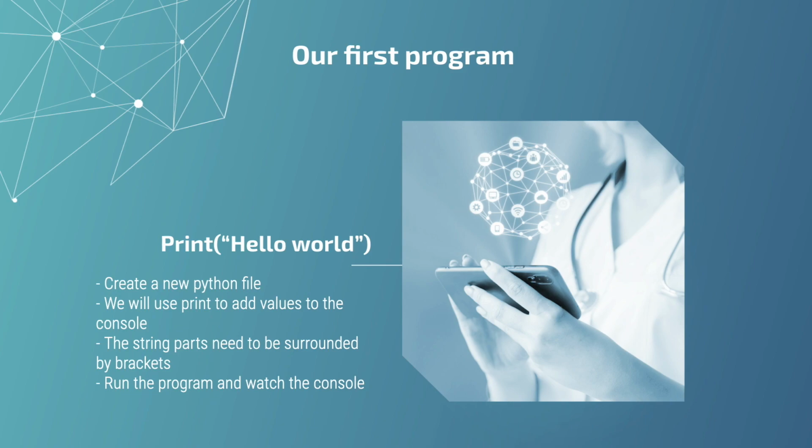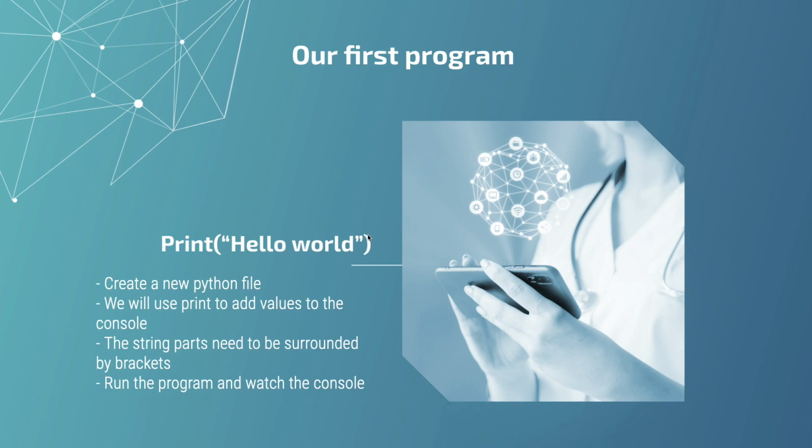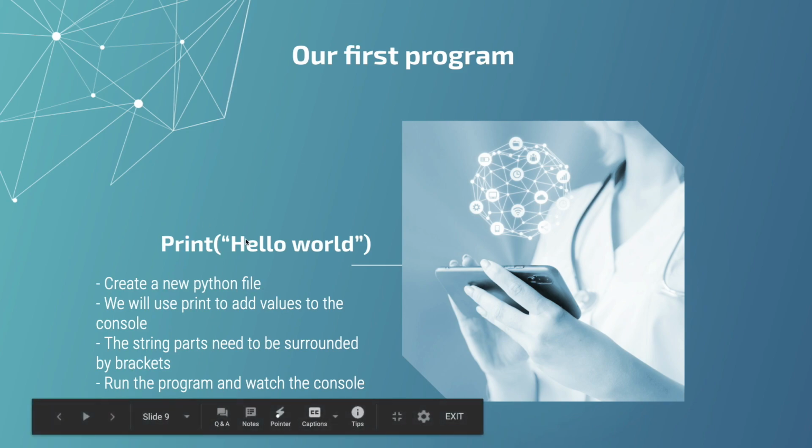We create a new Python file. I'll show you in a second how to do it. Then we will use print to add values. By the way, as you can see here, inside the brackets you have the quotation marks. It means that this value is a string. It's regular text. We'll see soon enough how to use variables as well. And we'll run the program and watch the console.